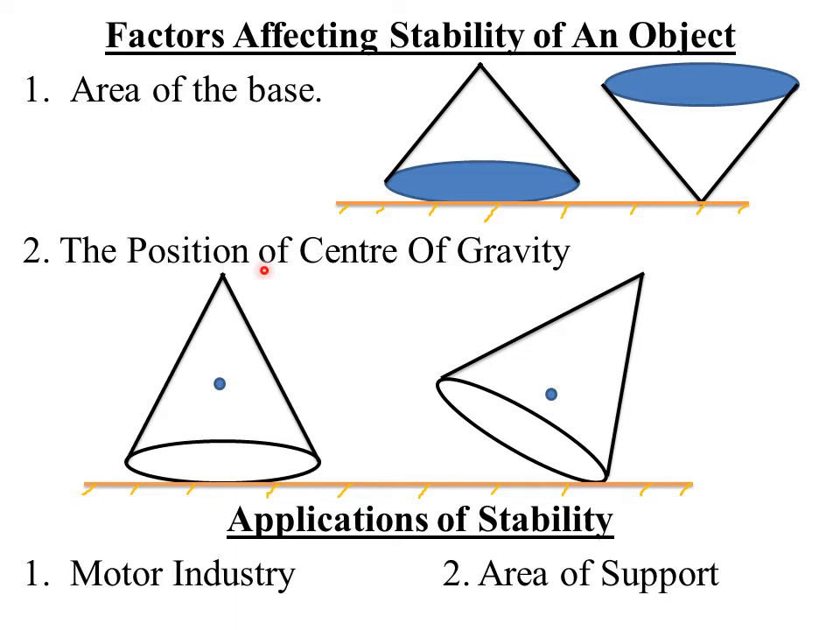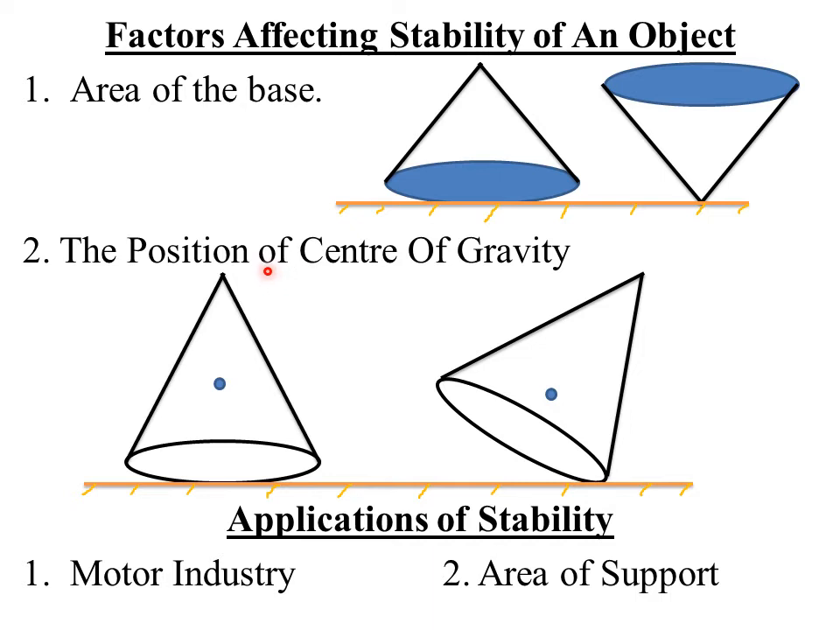Then the second factor is the position of center of gravity, or what we are denoting by the COG. Now, how does the position of center of gravity affect the stability of an object? So a body is more stable when its position of center of gravity is as low as possible. So the lower the position of center of gravity, the more stable an object will be. Then this can be achieved by making the base heavier. Then bodies with high center of gravity are less stable.